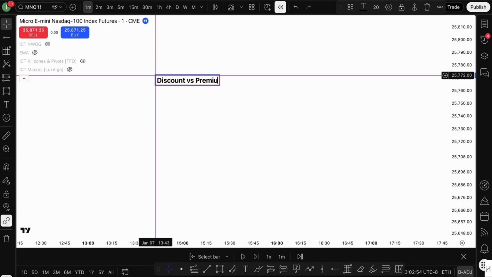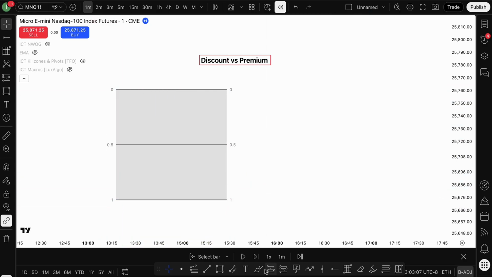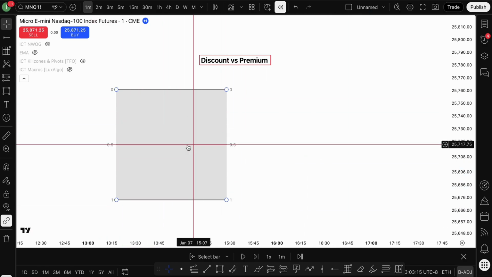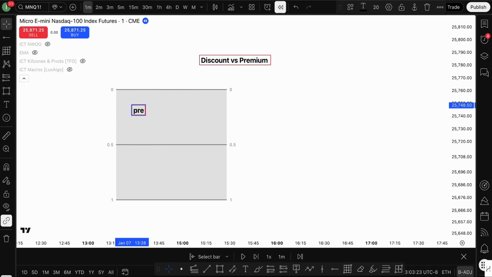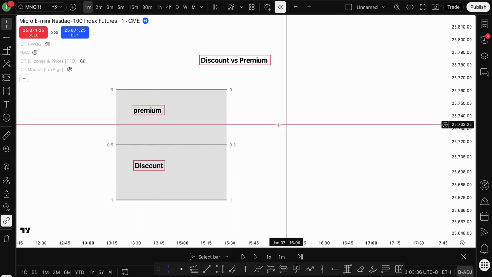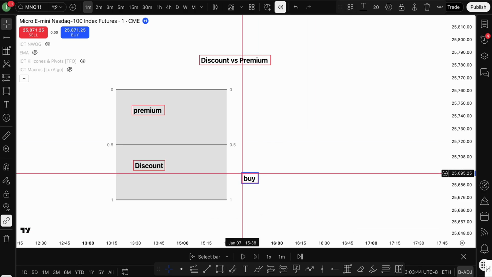So discount versus premium, okay? Now, simply, this just means you want to buy low and sell high, and it is literally just a Gann box. You can use a fib and adjust it to your liking. I just use a Gann box, right? This just shows me equilibrium. It also shows me discount and premium. Very simple, right? So premium is the upper portion of the box, and discount is the lower portion, okay? There we go. Now, with that being said, you want to buy in discount because it is cheaper, okay?